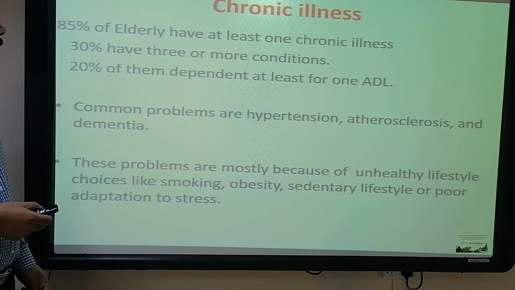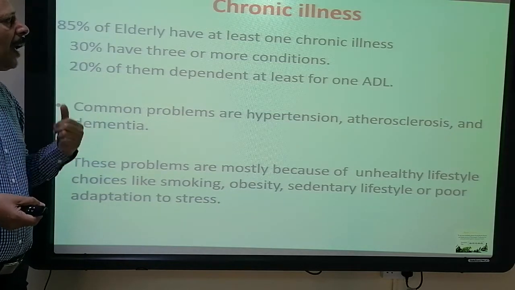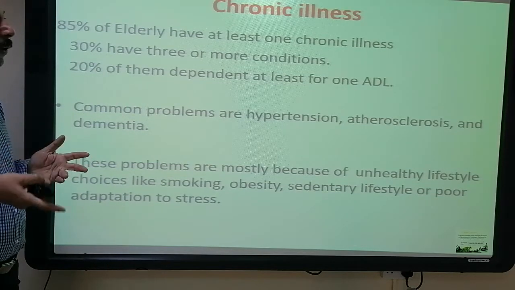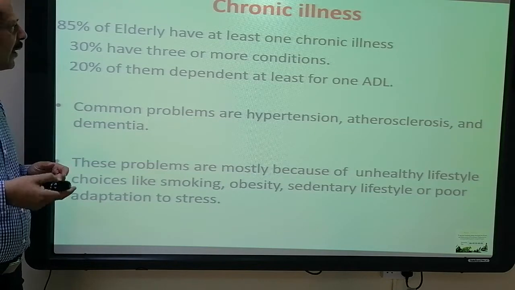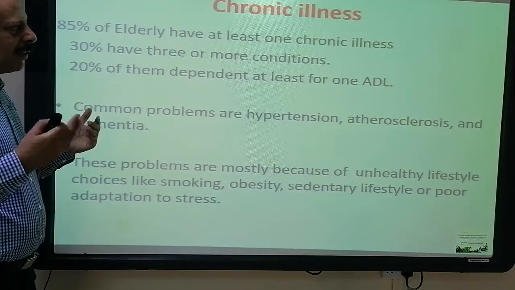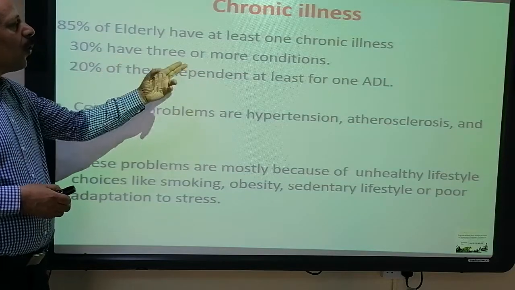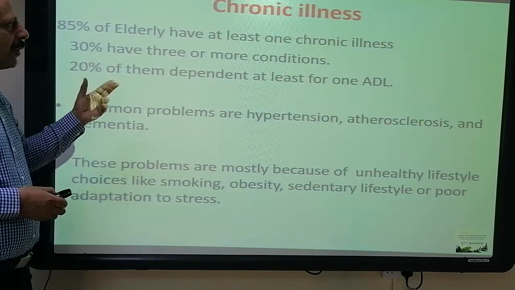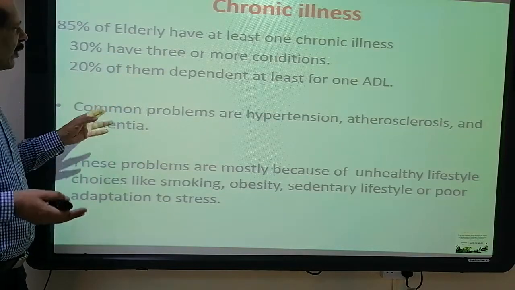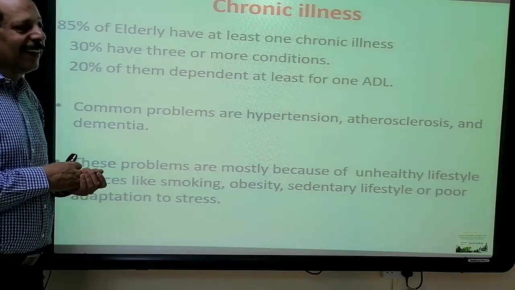Chronic illness: they found that around 85% of elderly people have at least one chronic illness, like diabetes, hypertension, chronic obstructive pulmonary disease, or joint conditions, rheumatoid arthritis. So 30% have 3 or more conditions. So 30% of those elderly people are having 3 conditions, like diabetes and arthritis and hypertension together.